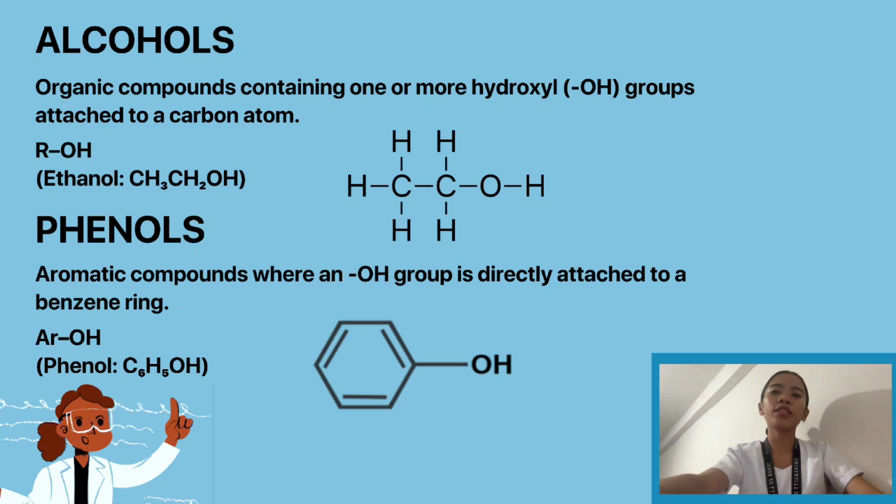On the other hand, phenols are a special class of compounds where the hydroxyl group is directly attached to an aromatic benzene ring. The general formula is ArOH, where Ar represents an aryl group. We have here the structure of a phenol, which consists of a benzene ring bonded to a hydroxyl group, as shown in the structural diagram.